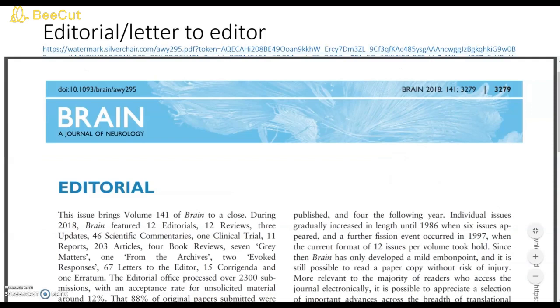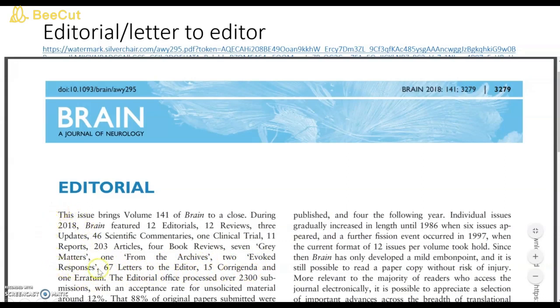Okay, in this particular type of paper, the editorial is actually invited from the editors. Okay, so it is actually written about what the whole issue is about, like this issue brings volume 141 of Brain to a close. During 2018, Brain featured 12 editorials, 12 reviews, 3 updates, 46 scientific commentaries, and 1 clinical trial, 11 reports, 203 articles, 4 book reviews, 7 grey matters, 1 from the archives, 2 evoke responses, 67 letters to the editor, 15 corrigenda, and 1 erratum.